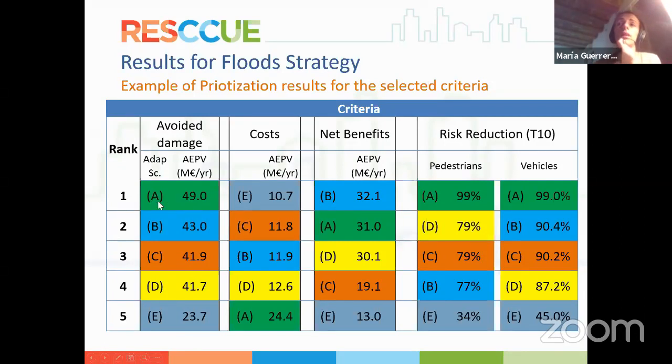For example, the scenario A, which contains measures X and Y, is the best one for avoiding damages, but is the last one on cost. Then the net benefits is the second on the rank, and for the risk reduction is the best one again. So depending on the stakeholder, they will prefer one set of measures or another, and that's why we point out the importance of stakeholders' engagement and multi-decision criteria to reach a consensus for the best set of measures to implement.